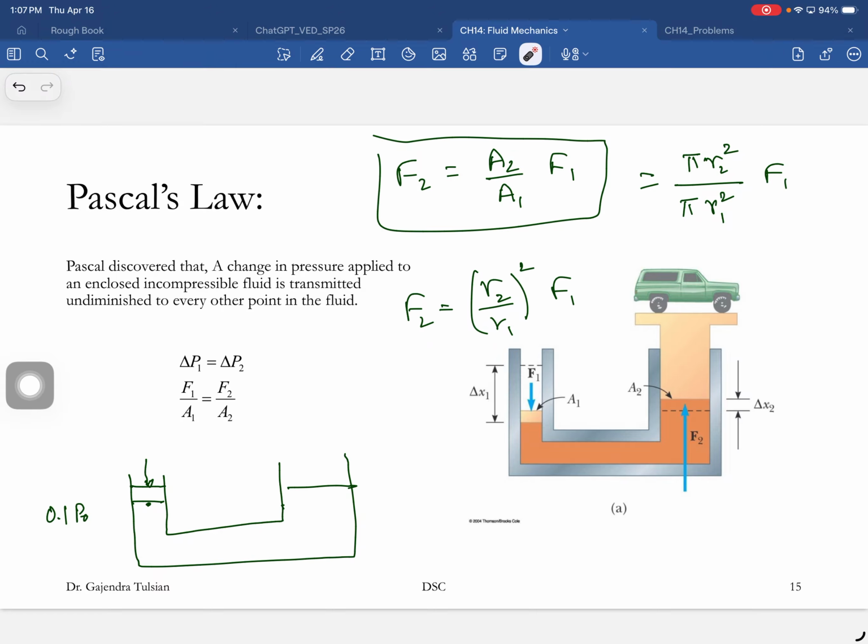Still have the same pressure. So this device is a force multiplier. Okay. It's a machine. The output force here was 100 times greater than the input force. Sounds like free lunch to me. And we all know there's no such thing as a free lunch. So what gives?